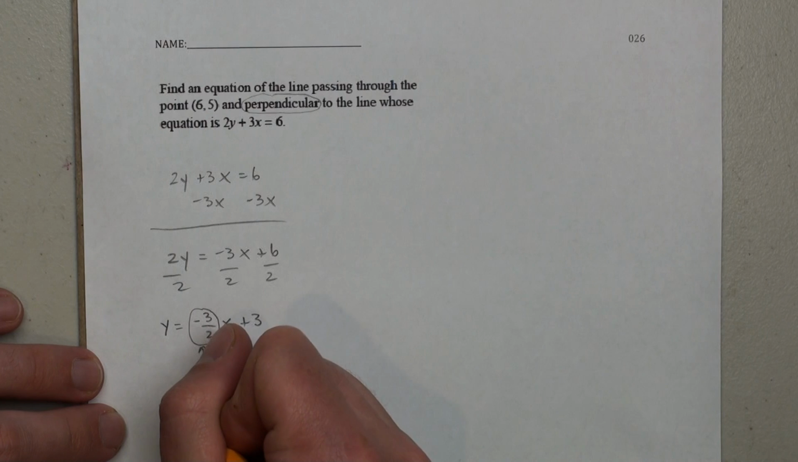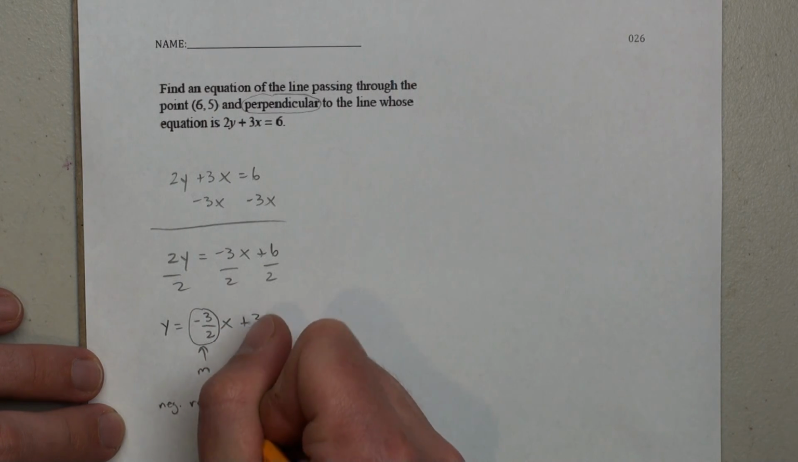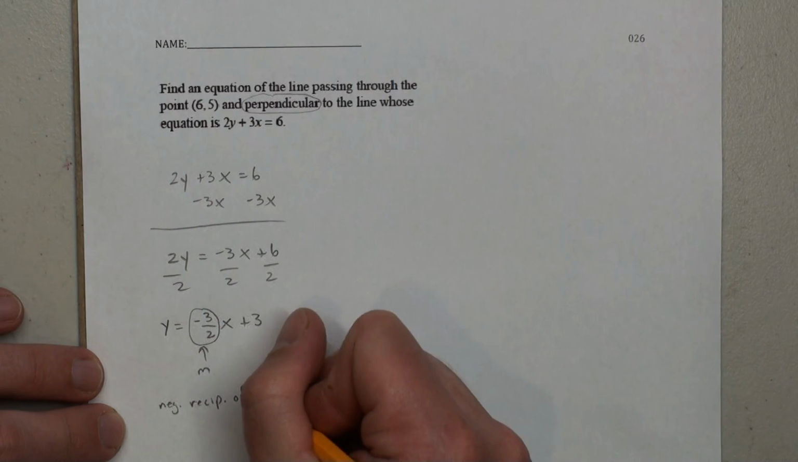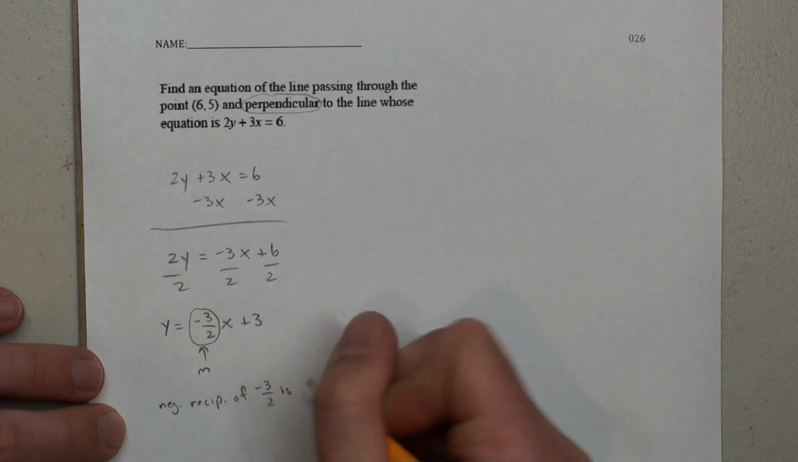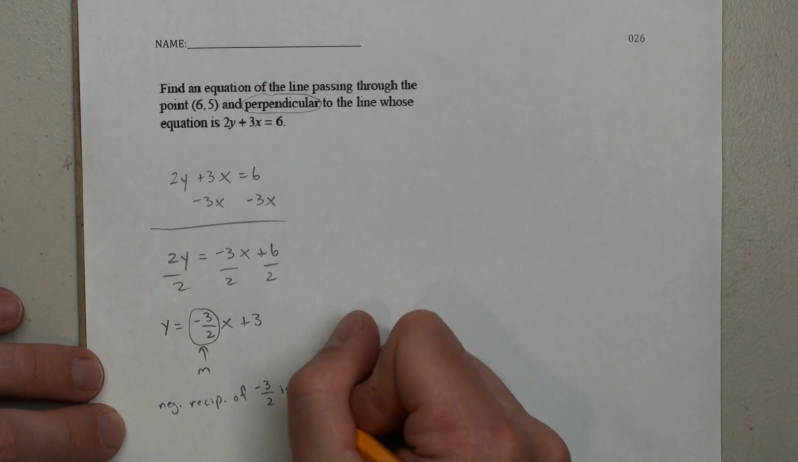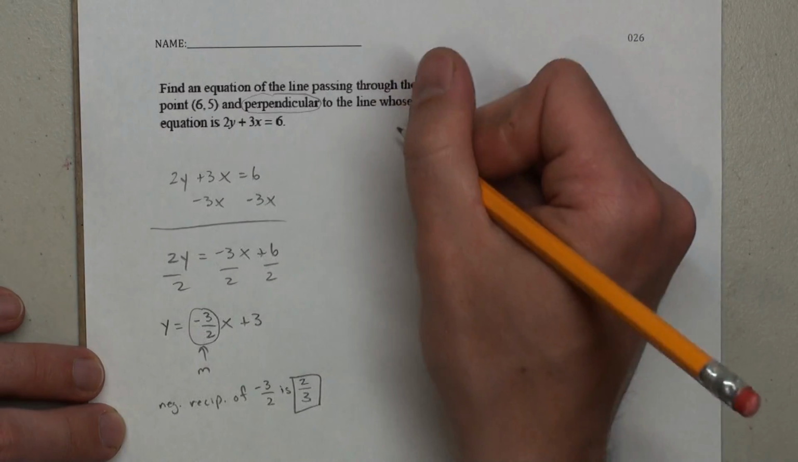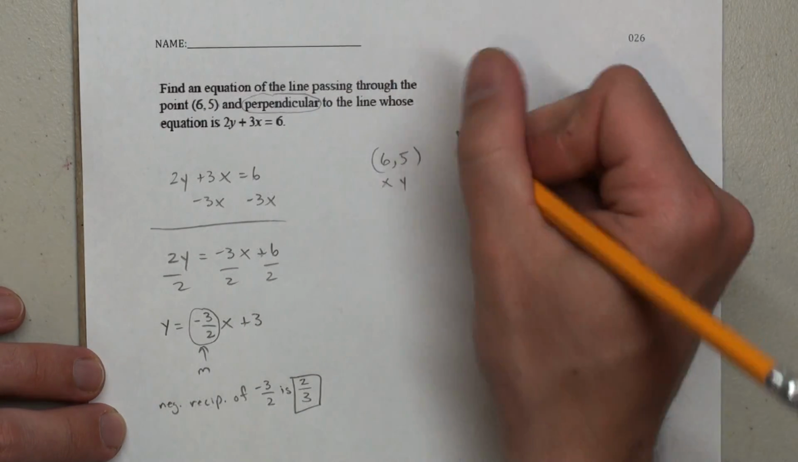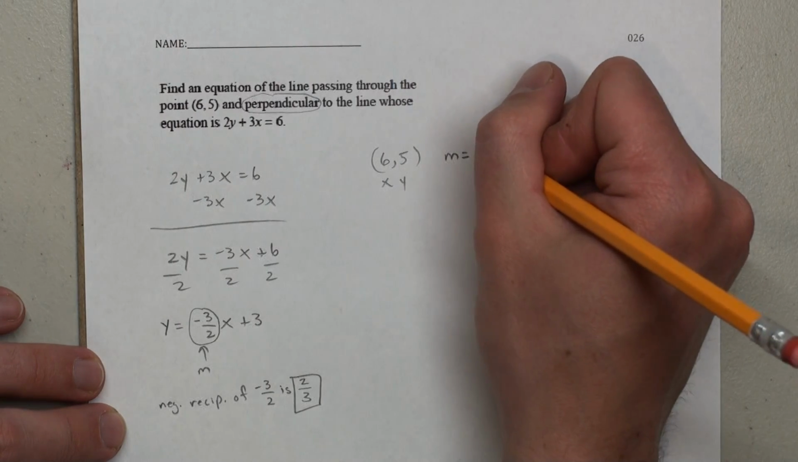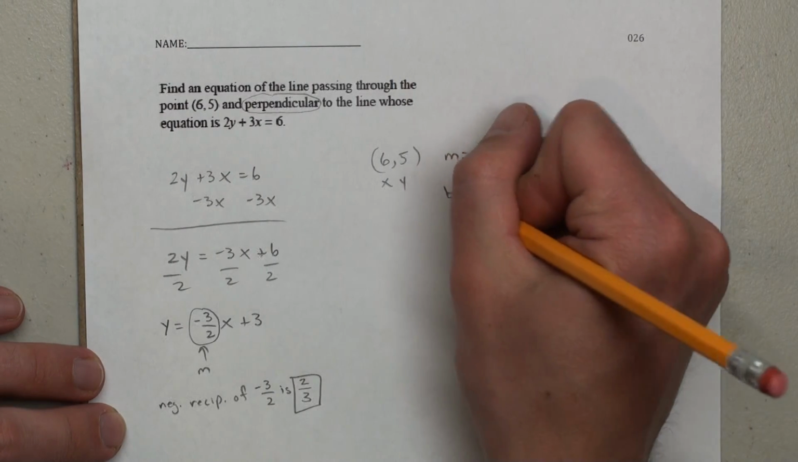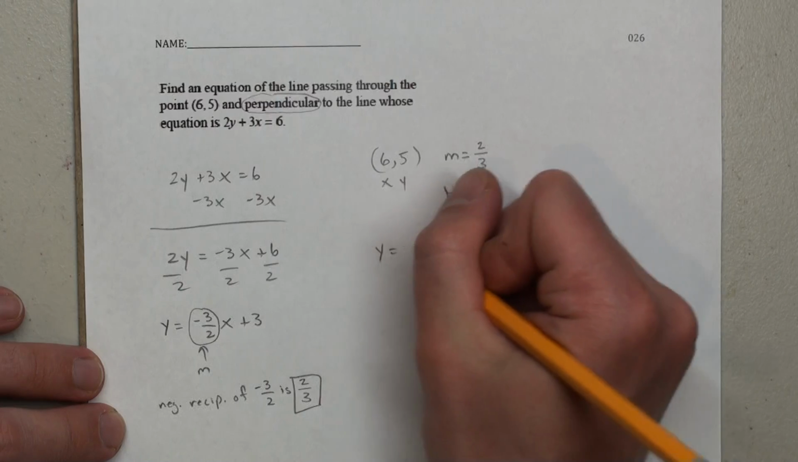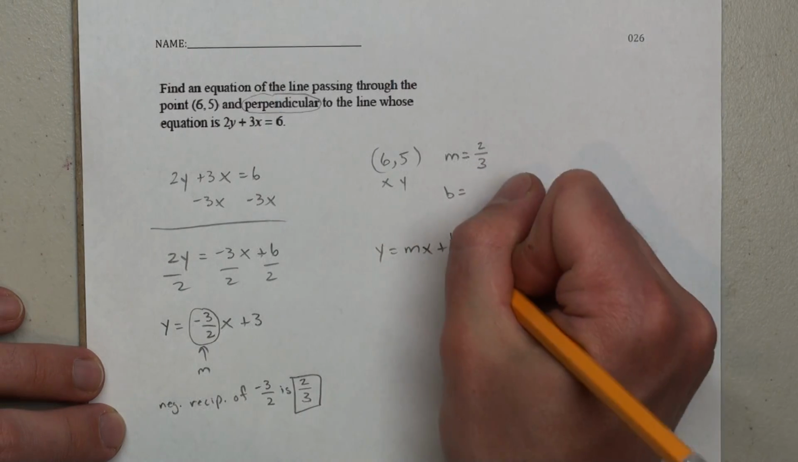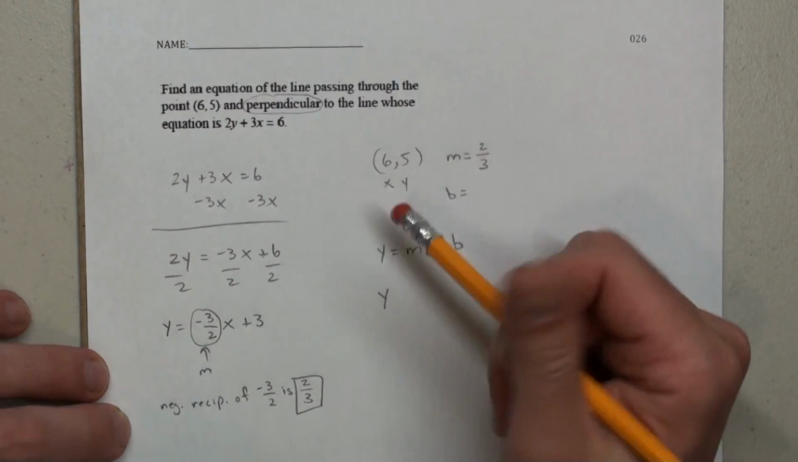So the negative reciprocal of negative 3/2 is 2/3. Here's my point, 6, 5, x and y. I know my slope is 2/3, but what is my b? Well, I can find that by plugging those values into the equation of a line.